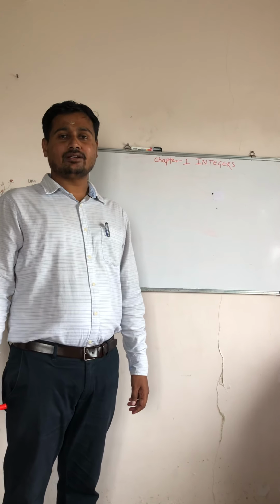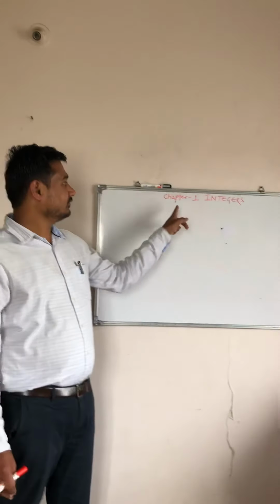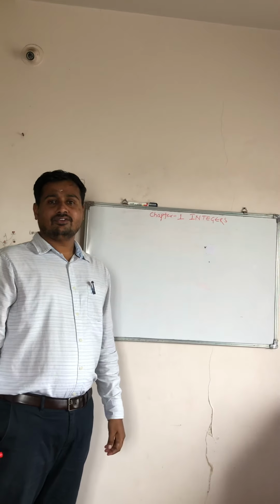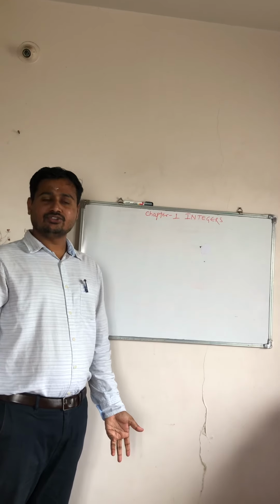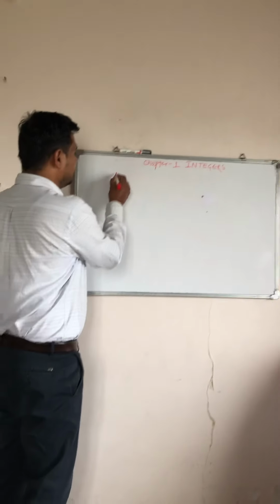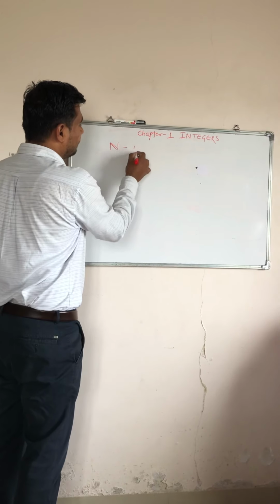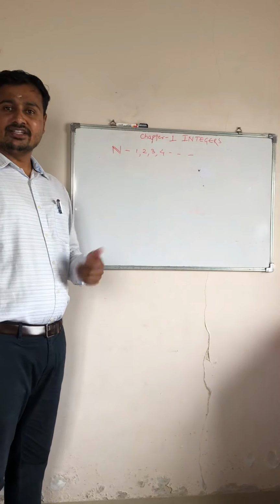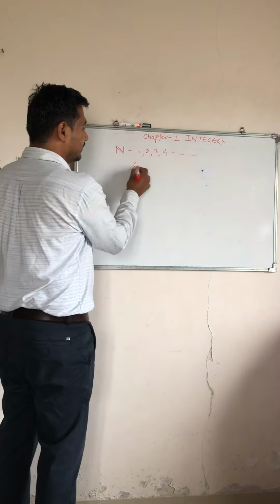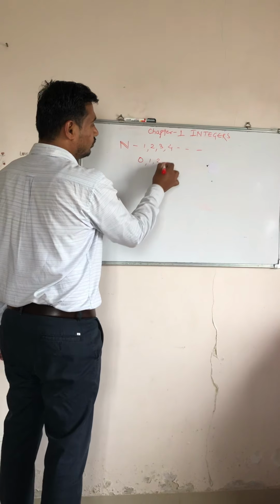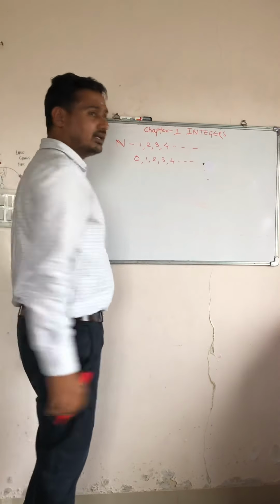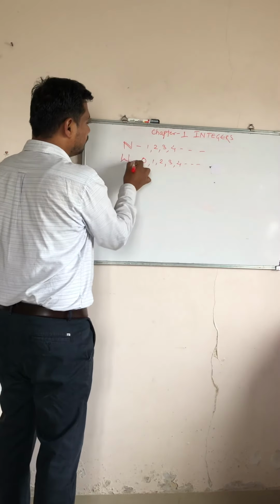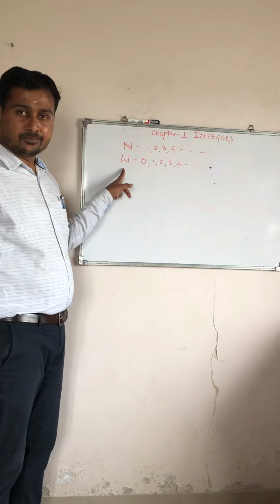Today I am going to start our first chapter. The name of chapter 1 is integers. All of you are familiar with the number systems. You know the natural numbers. The natural numbers are denoted by the capital N, starting from 1, 2, 3, 4, and so on. If we add the number 0 to this set, then 0, 1, 2, 3, 4 forms another number system. That number system is called the whole number system, and it is denoted by the symbol W.